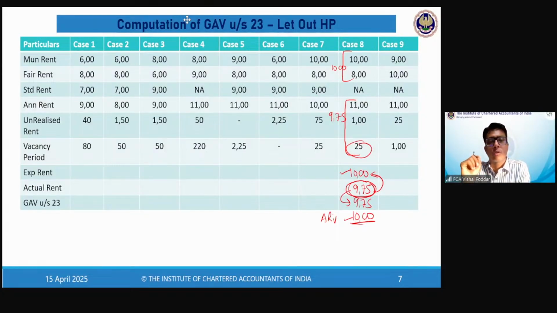Sir, यहाँ पे AR is lower than ER because of unrealized rent. No, beta. Here AR is not lower. Here AR becomes equal to ER after adding back vacancy. It means जो भी वो lower दिख रहा था वो vacancy की वजह से lower दिख रहा था. अगर आप vacancy add back करते हो, it is not lower. Understand this. It is equal. It is not lower. So where it is not lower, after adding back vacancy, it means GAV is AR.